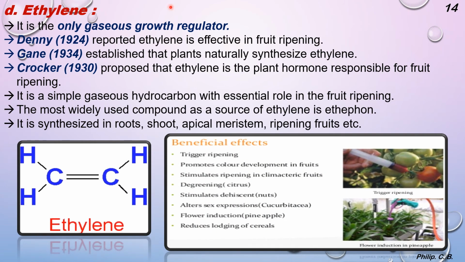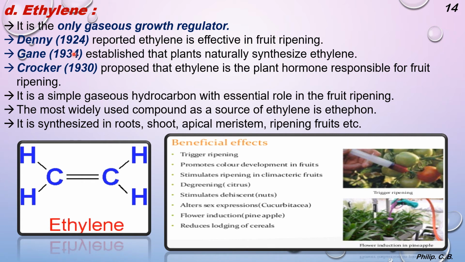Now the fourth hormone, that is ethylene. It is the only gaseous growth regulator. Now they are growth regulator and in the gaseous form. Denny in 1924 reported ethylene is effective in fruit ripening. Gane in 1934 established that plants naturally synthesize ethylene. Crocker in 1930 proposed that ethylene is also a plant hormone responsible for fruit ripening.